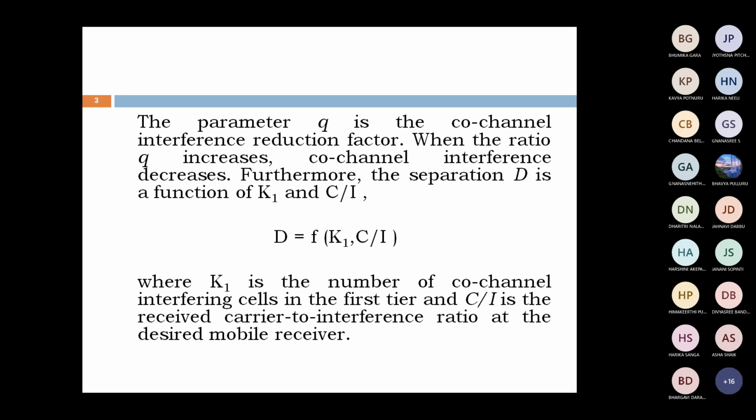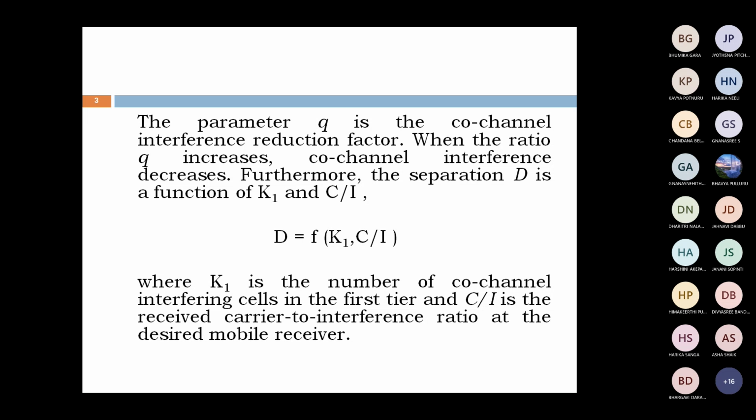And we discussed the concept of first tier in yesterday's class. That is, from the center cell, based upon the I and J values, we fix where exactly the same frequency is used in different cells. From the center cell, we get the same frequency in a round shape. That is called the first layer concept. At that time, the cluster size is K1, and the frequency reuse distance is a function of the first tier, C by I, that is carrier to interference ratio.